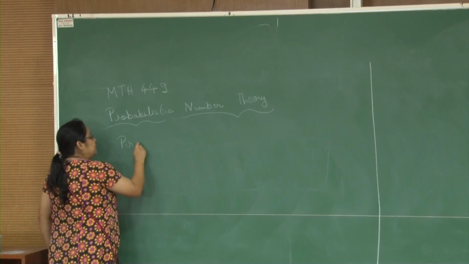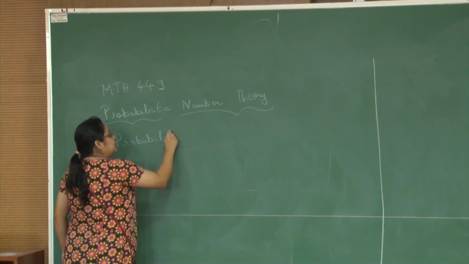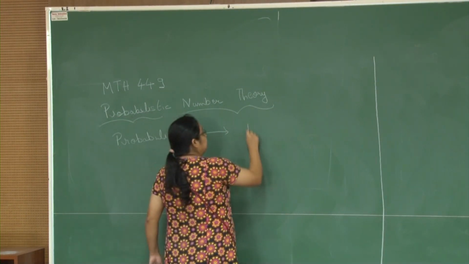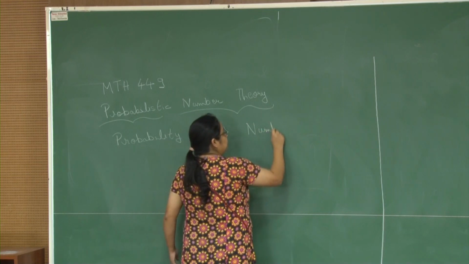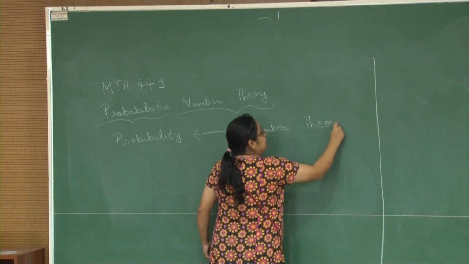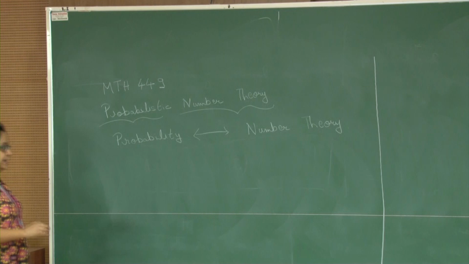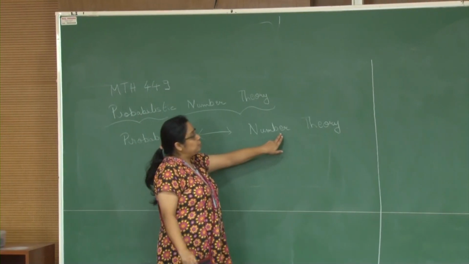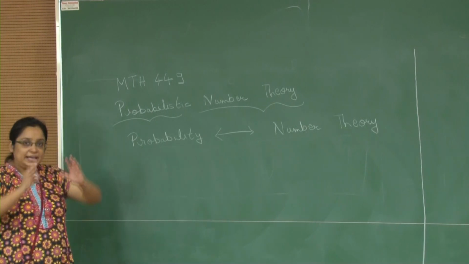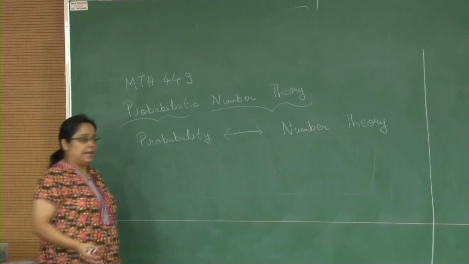This subject is a very interesting interplay between two topics in mathematics, as you would have guessed from the name, namely probability and number theory. So, the aim is to learn techniques to address problems in number theory with the help of probability theory by interpreting problems in number theory in a probabilistic language.